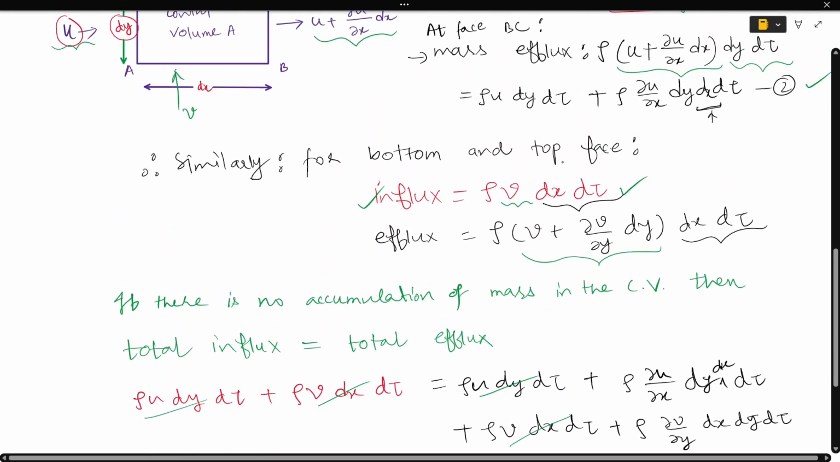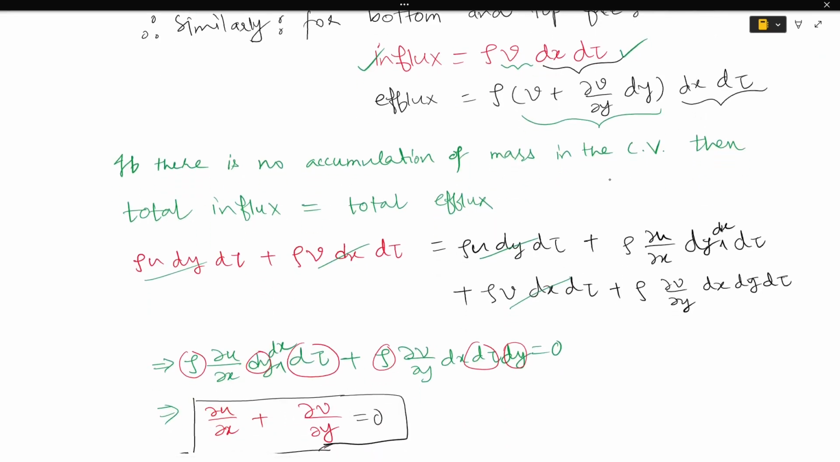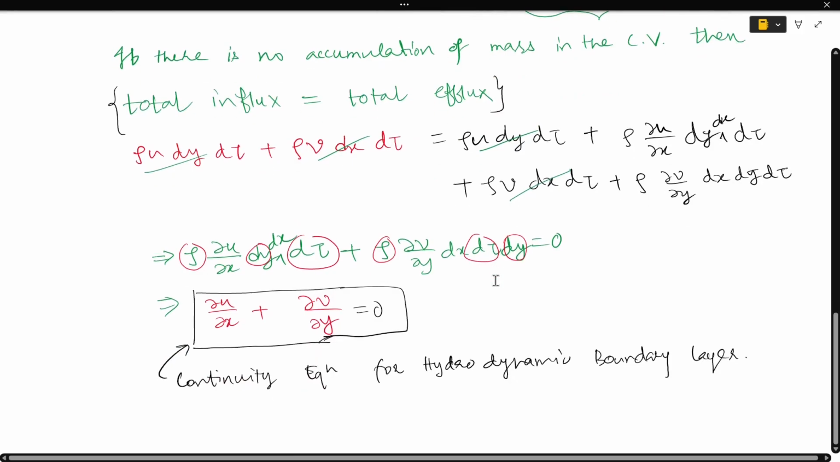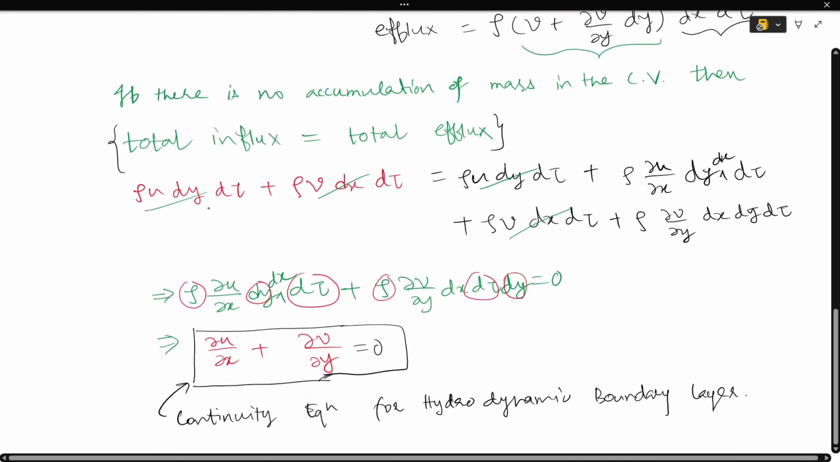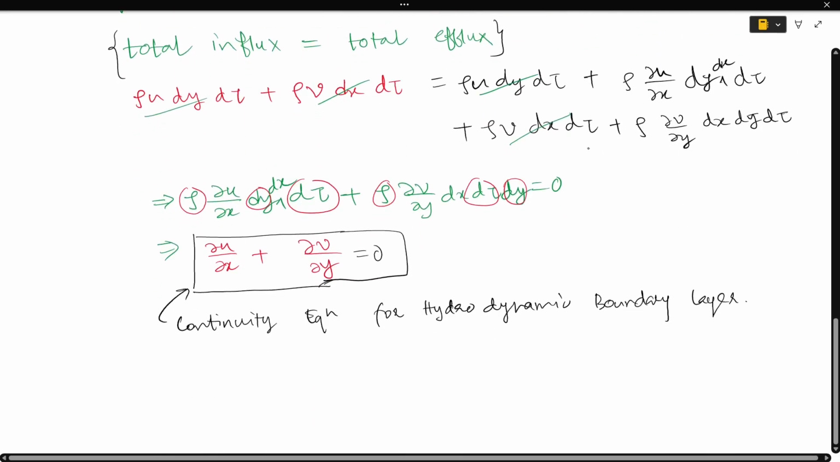Then we have written for the bottom and the top face. We have just taken them out, and there is no accumulation of mass in the control volume. So this is very important: total influx is equal to total efflux. So we can just use the equations. We can write the influx in place and efflux in place, and then we can get rid of a lot of things and just end up getting this equation.